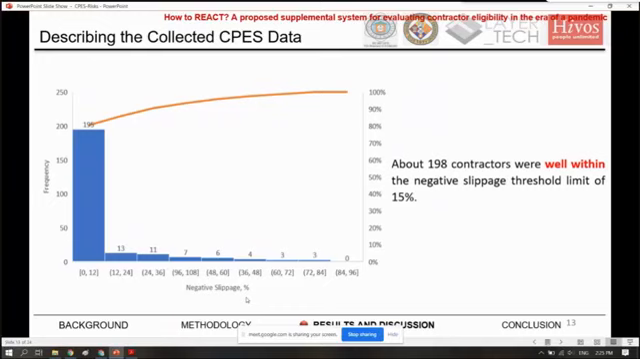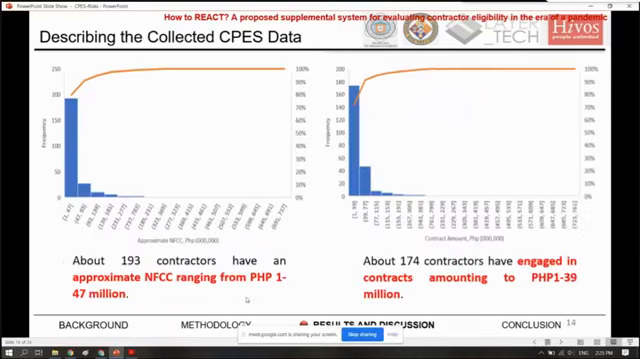Only those within 12 to 24% is 13, 24 to 30 is 15, 11, and so on and so forth. Another thing that we can see in the data is that about 193 contractors have an approximate NFCC ranging from 1 to 47 million. And about 174 contractors have engaged in contracts amounting to 1 to 39 million. We can see in this slide that most of the contractors in the Bicol region can engage in government contracting as long as it is within 1 to 47 million.